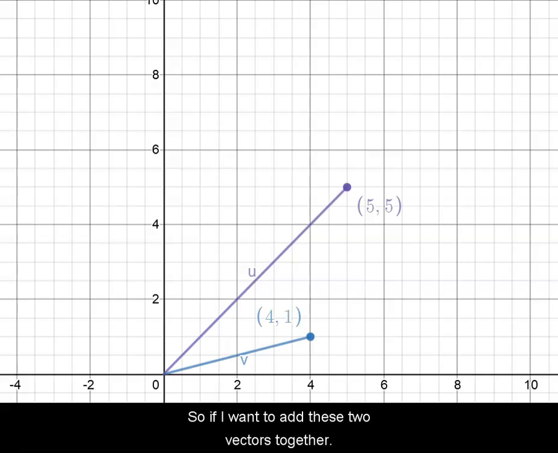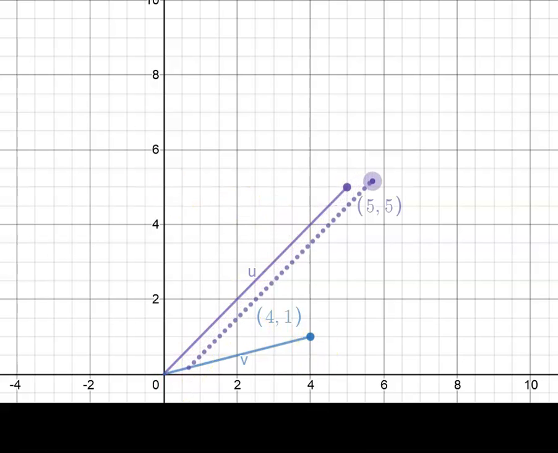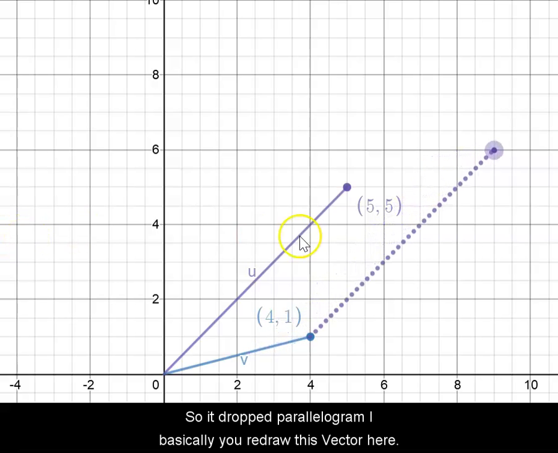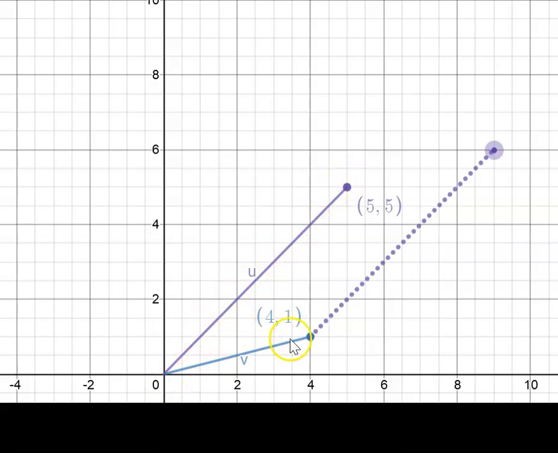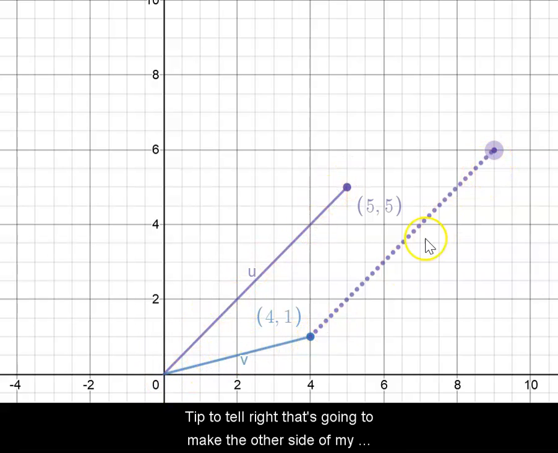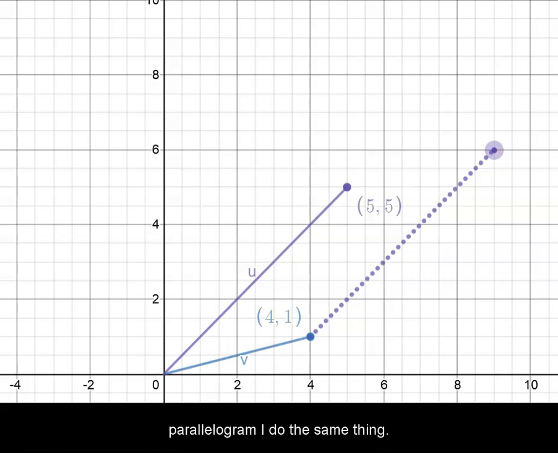So if I want to add these two vectors together, okay, then one thing that I would do, right, so I'll just let this animation play and you can figure out which way we're doing, if we're doing tip to tail or parallelogram. So the position of the vectors now should give you a tip to what kind of method we're going to do, right? So to draw a parallelogram, I basically redraw this vector here tip to tail, right? That's going to make the other side of my parallelogram.